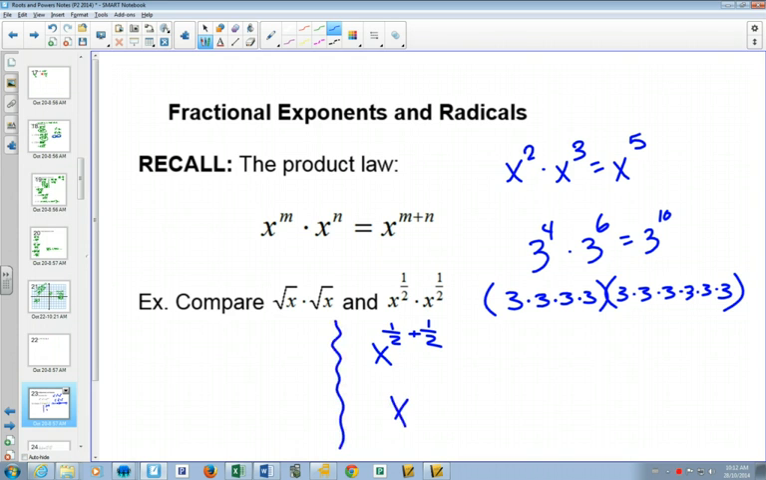Now on this side, we've learned some rules about square roots. You can multiply square roots together, right? Like if I had the square root of 2 times the square root of 8, what's that equal to? Equal to the square root of 16, which happens to be 4, right?